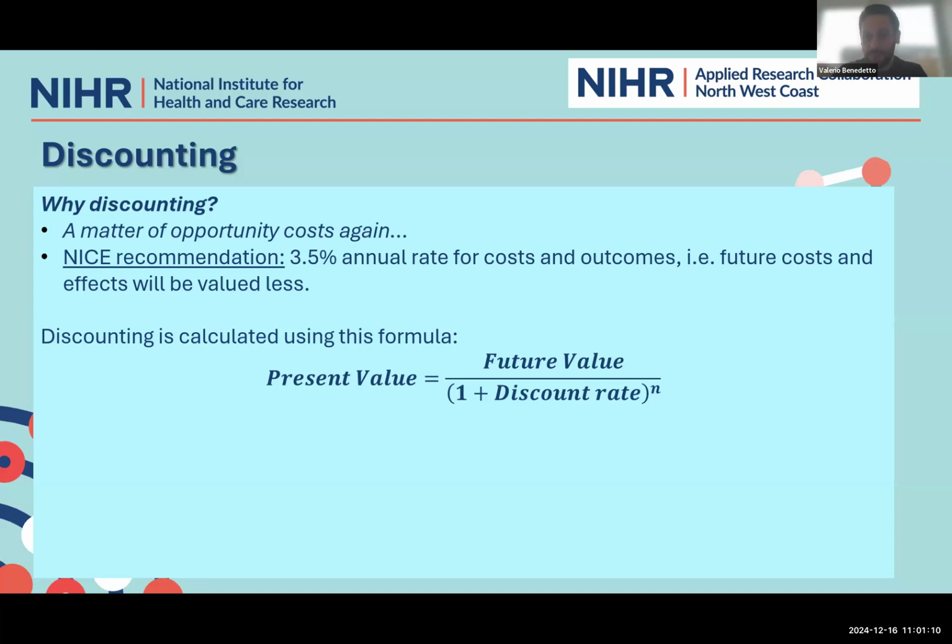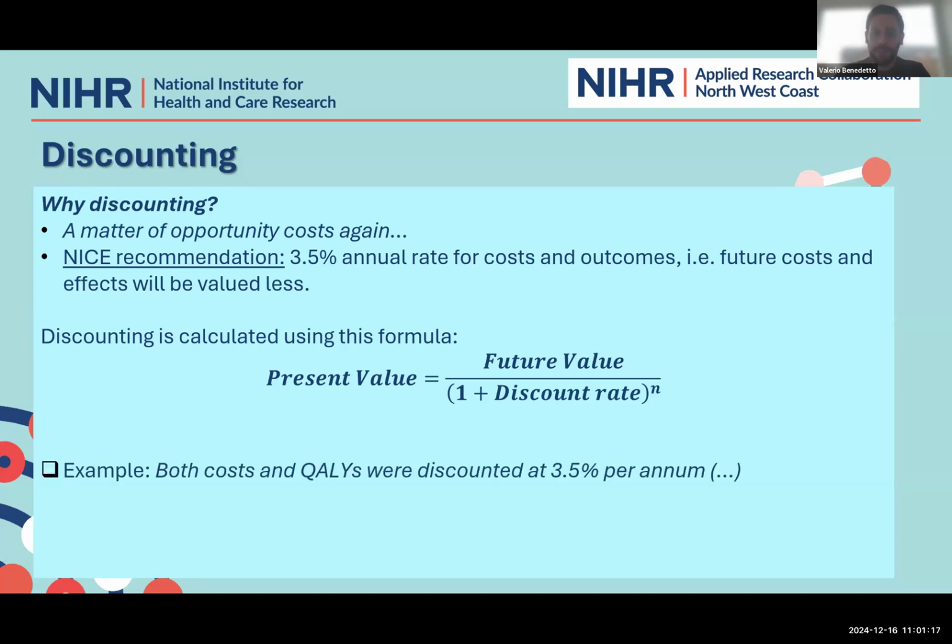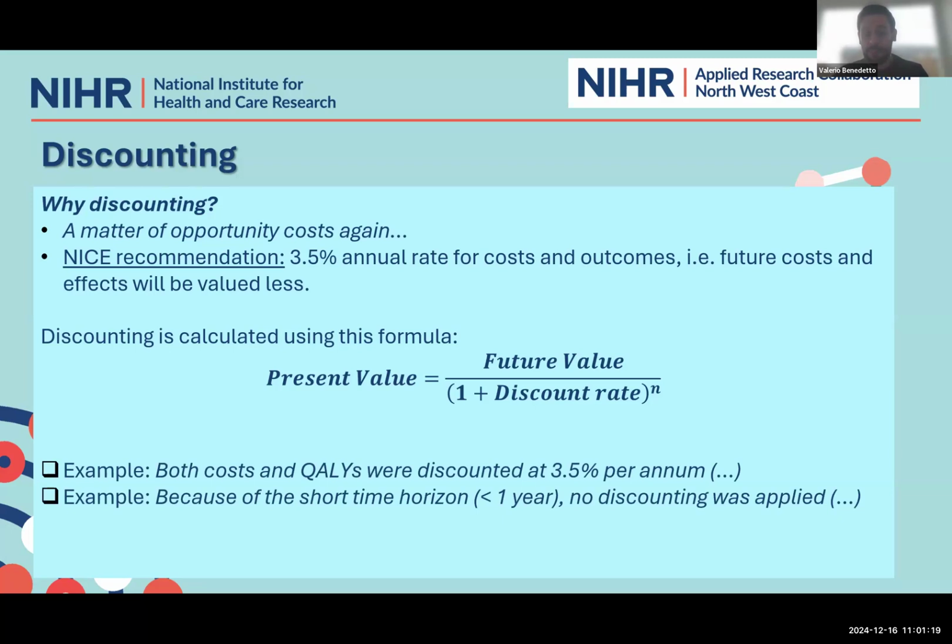All this formula does is explain how future cost and effects will be valued less. And here you have a couple of examples from papers where authors have talked about discounting. For example, in this one, both cost and QALYs were discounted at 3.5% per annum. In the second example, instead, you have a short time horizon, so no discounting was applied. So when you have a very short time horizon, you don't need to apply discounting.